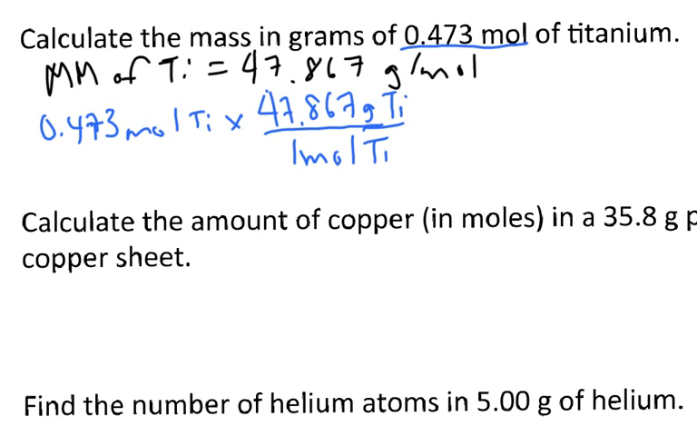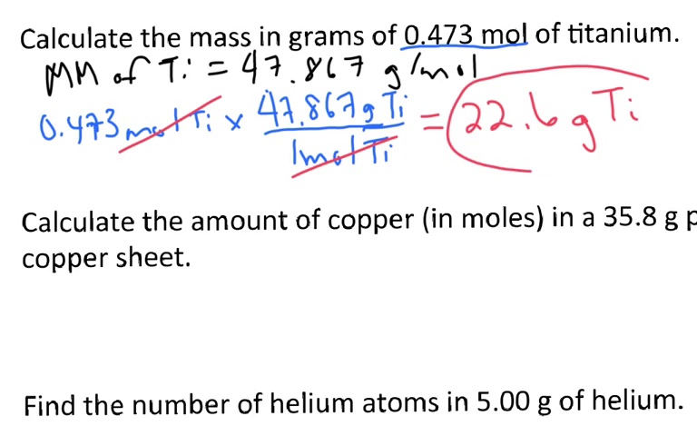So now I'm going to look and see if my units cancel out, my moles cancel out. And I'm going to make this multiplication. Notice that 0.473 has only 3 sig figs. So my answer should only have 3 sig figs. So this is 22.6 grams of titanium. And again, I wrote both the unit and the chemical symbol.